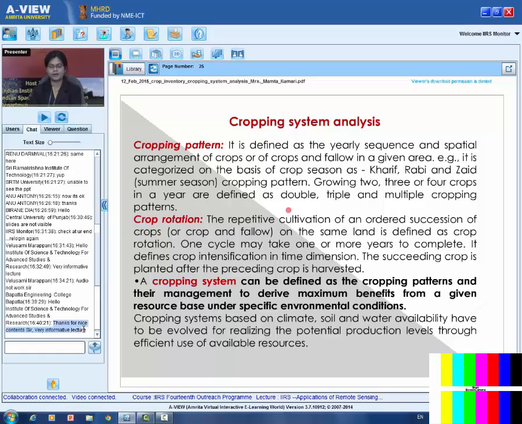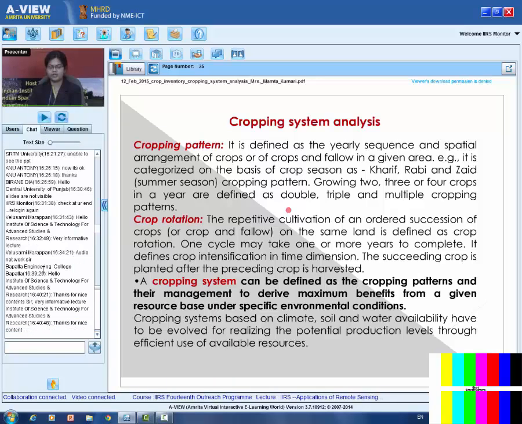Crop calendar is derived by using the NDVI growth profile curve. Here we get the sowing time, sowing date, harvesting date, and the total duration. So if we have the crop growth profile and crop calendar on a pixel basis, we can analyze the cropping system in that area.